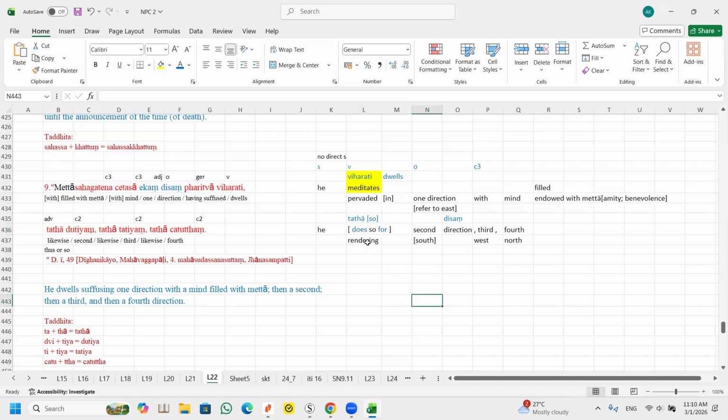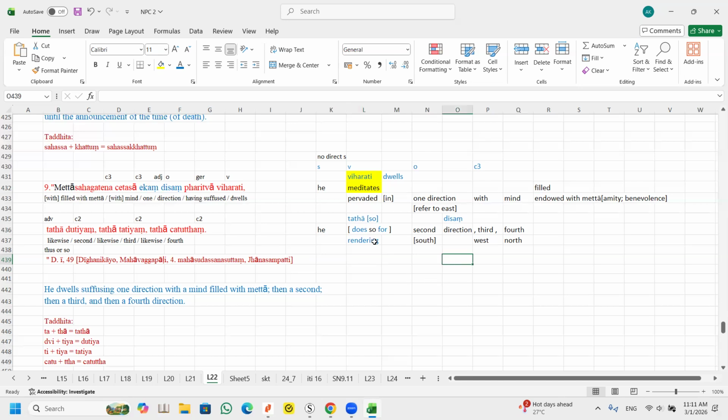So these two, the blue ones, are rendering, because we know that he repeats the thing, he repeats first, he meditates. If he meditates, you also can change this word, viharati, he pervades the meta in one direction. So you can take this one and rearrange again, provided you know what meta is all about, otherwise you don't have to do that, right?